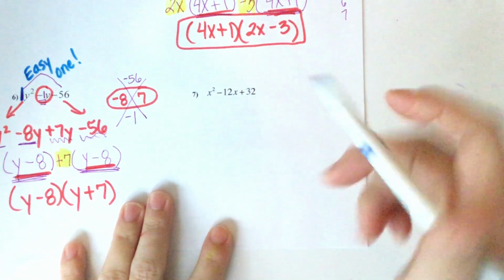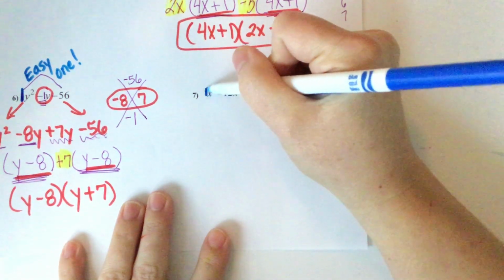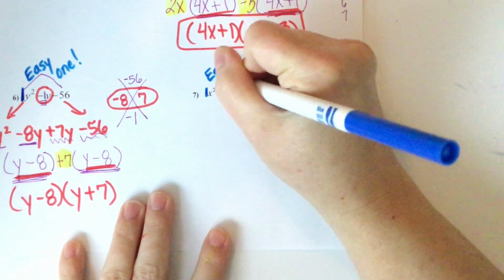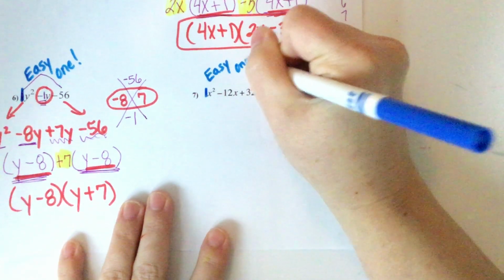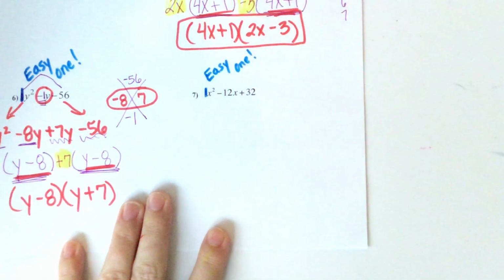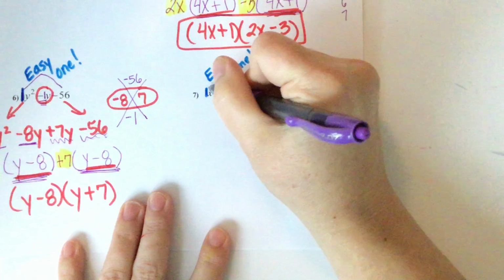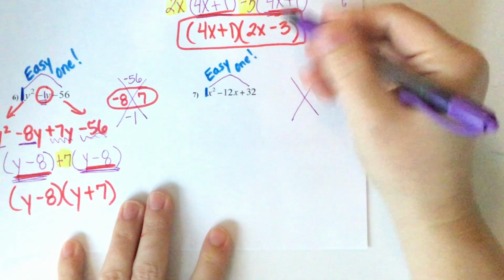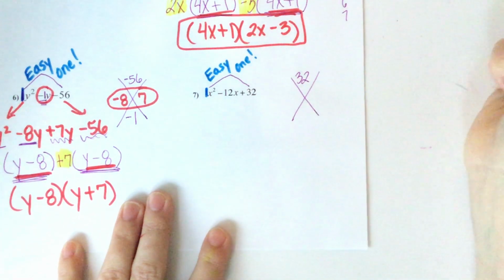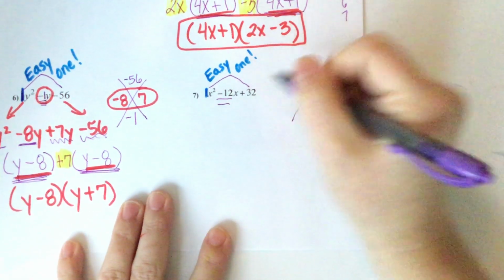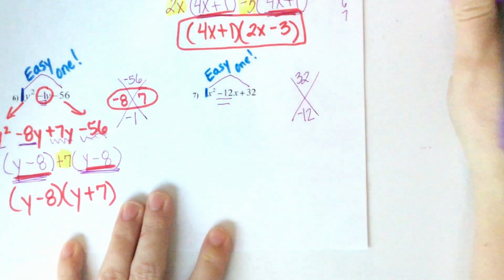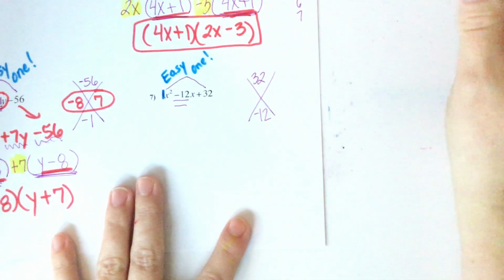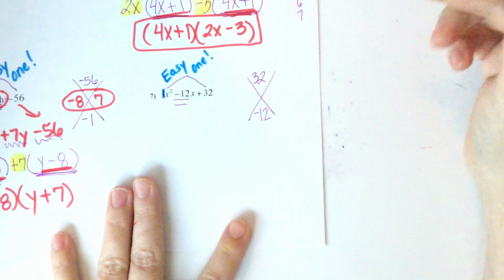Okay, so look at number 7. Looky, looky. It's got a 1 in front, so it's the easy one. So I'm going to start it as if it wasn't. I would take A times C. So 1 times 32 is 32. And I want the numbers to add to make -12. Okay, I'm looking for 2 numbers that multiply to make 32 and add to make -12.